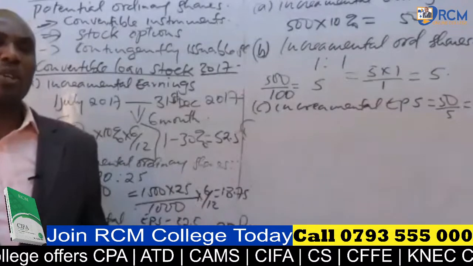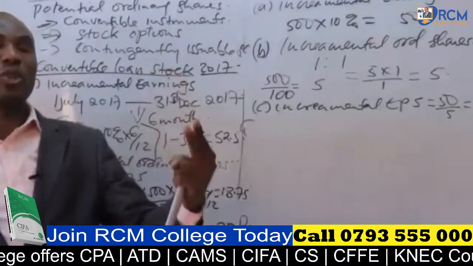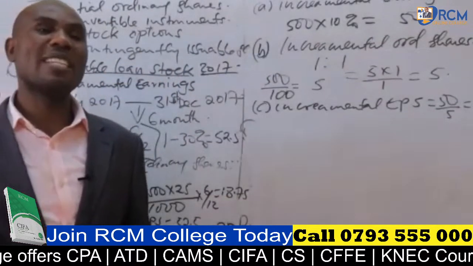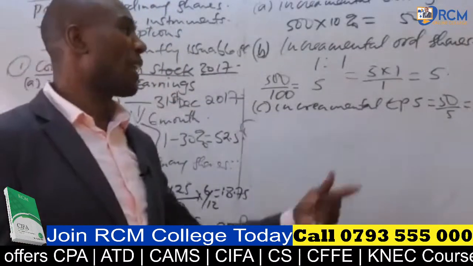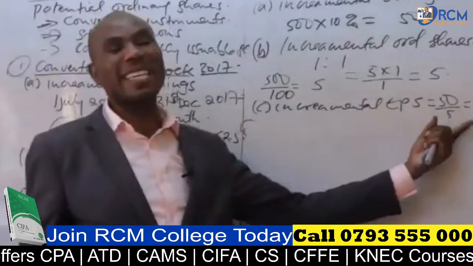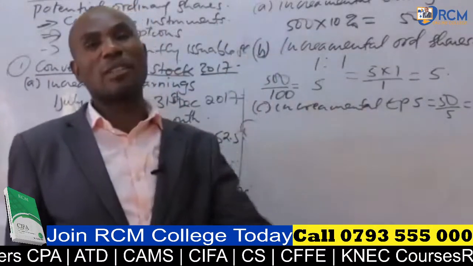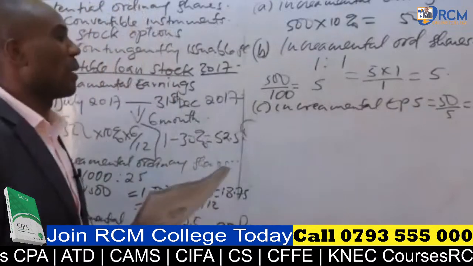Examiner in many questions has asked, requirement A, compute basic EPS. Number 2, compute the anti-dilutive potential ordinary shares. In such a case, if you are required to compute the anti-dilutive, you will do the same procedure, but you pick the one with the highest incremental EPS. Those shares are anti-dilutive. And what is anti-dilution? That one you will answer by yourself.